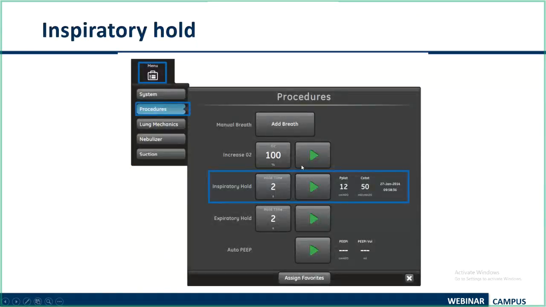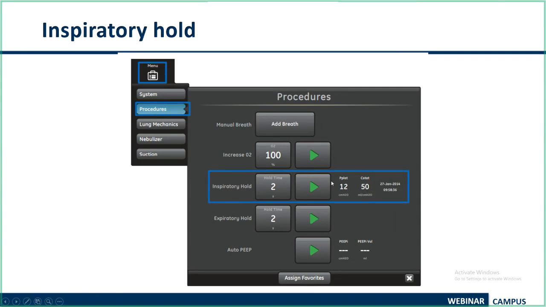So how do you measure the plateau pressure? In the majority of ventilators, you can see the procedures. In the procedures, there is something like an inspiratory hold. Hold time you can keep as 2 seconds. Then you press this button. So after holding in the inspiration, you just press the button. After 2 seconds, it will automatically release. Then it will give you the plateau pressure and the compliance.